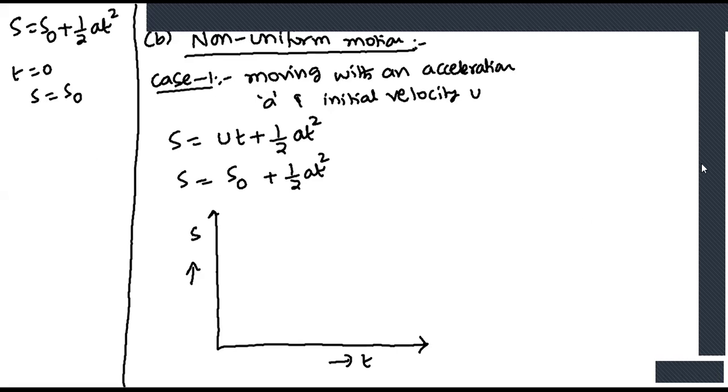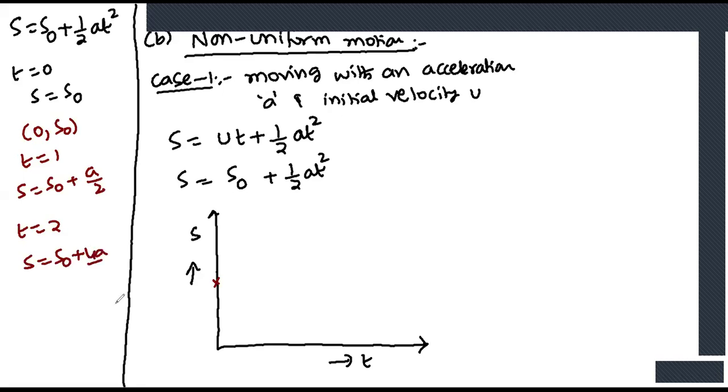That means when t equal to 0, the coordinate 0 comma s naught lies here. Thereafter, when t equal to 1, s equal to s naught plus a by 2. When t equal to 2, s equal to s naught plus 4a by 2. That means from here, it follows the shape of a parabola.